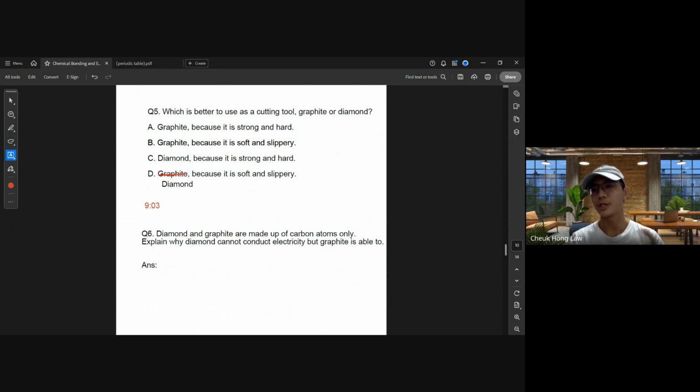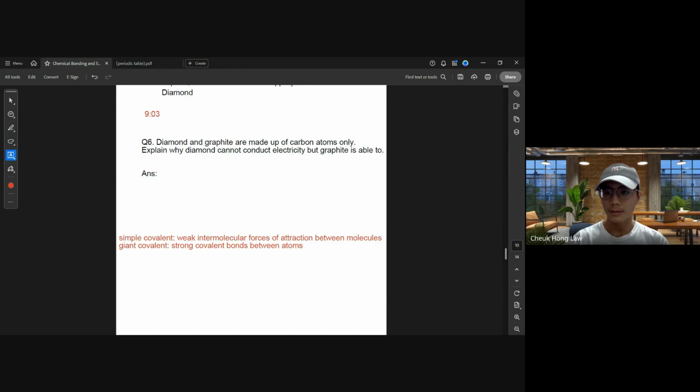Then for giant, they have strong covalent bonds. So all giant molecular substances have strong covalent bonds between the atoms.